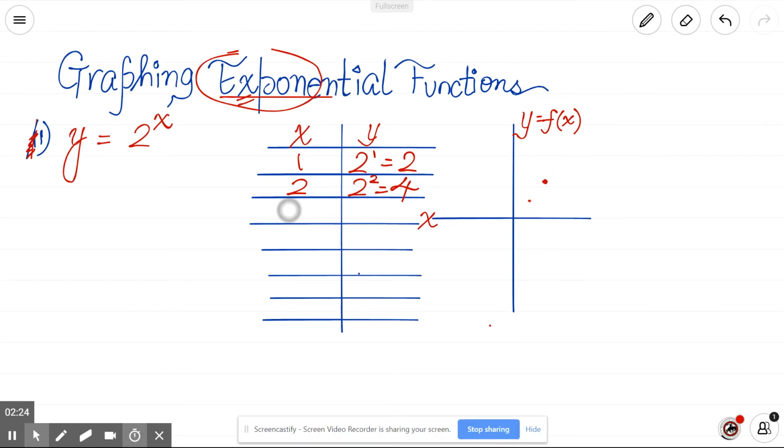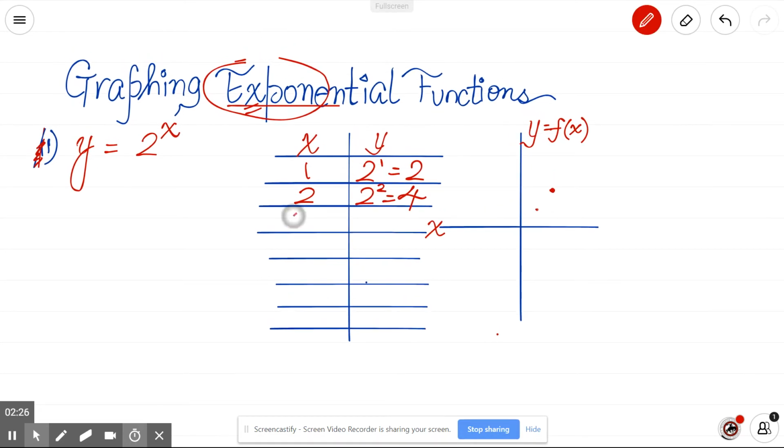All right, next up I have 3. 2 to the power of 3, which is, we are actually making 2 multiplied by itself 3 times. So it's going to be 2 times 2 times 2, which is 8. So my point is 3 and 8. 3 of x, 8 of y. You see how it's increasing? Till now, you must be thinking it's a linear function, but it's actually getting a curve to it. And we'll see how that goes on.